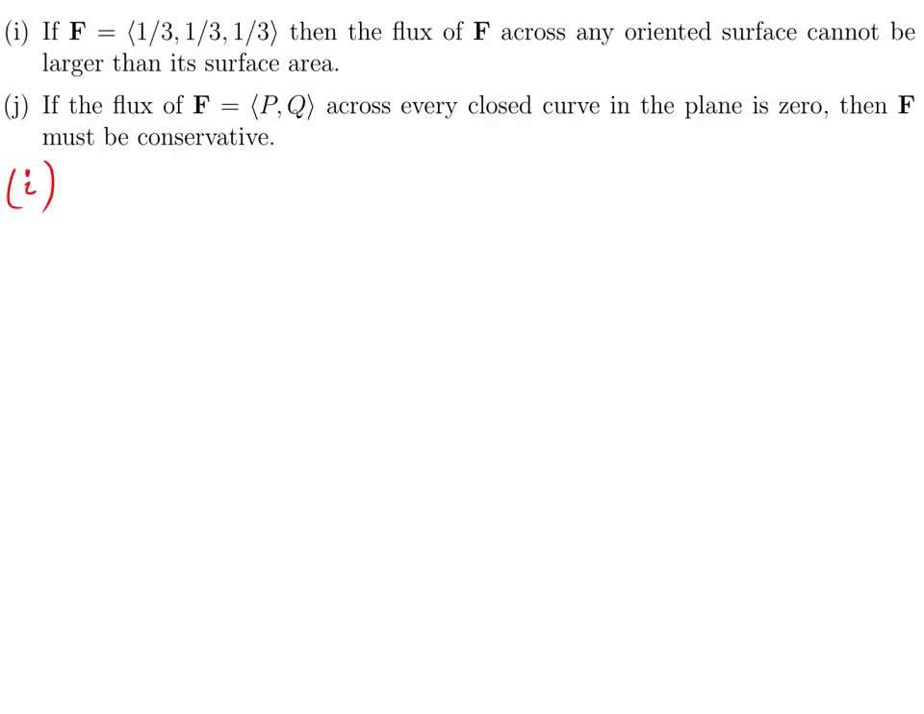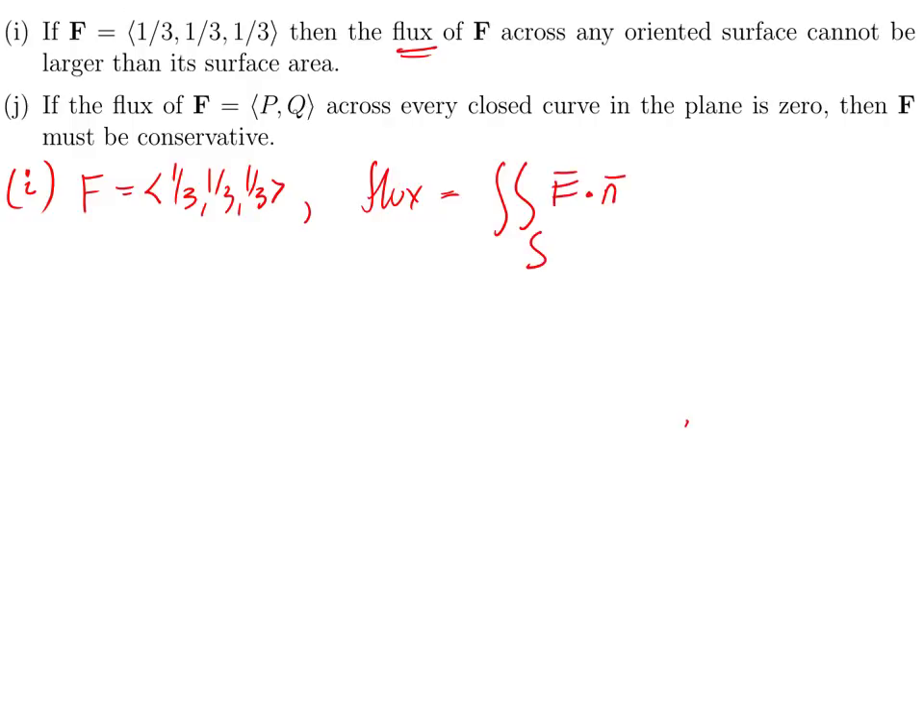So if you have this vector field f, which has constant components, a third, a third, a third, then the flux across any oriented surface cannot be larger than its surface area. So again, what's the flux? Flux is a surface integral. So it's the integral with respect to surface area of the normal component of the vector field. Now, the claim is that this thing is at most the surface area. Okay, so let's write down what the surface area is.